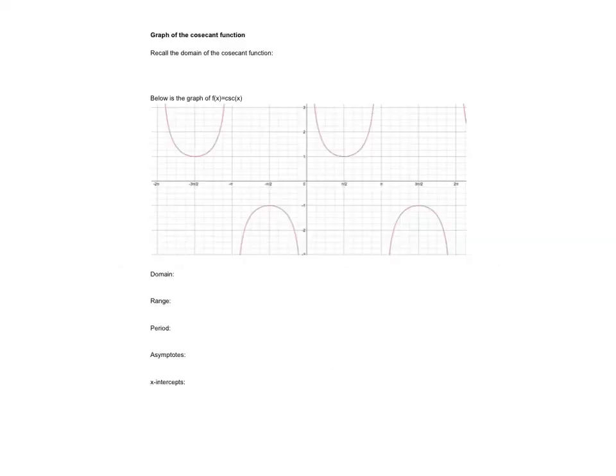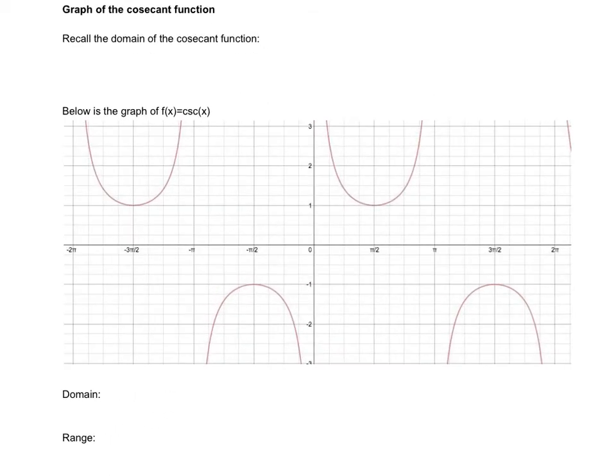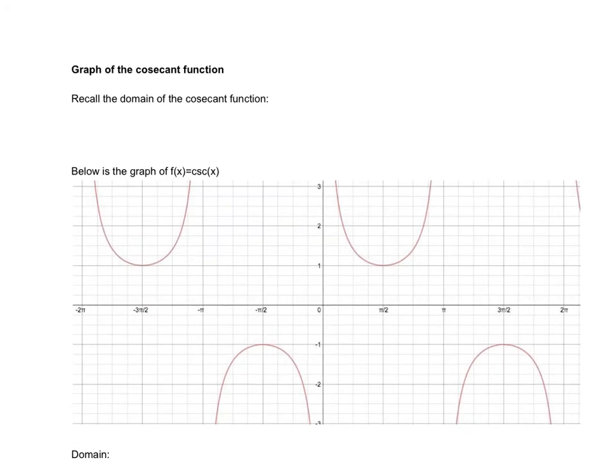Now let's move on to our reciprocals for sine and cosine. We're going to start with the cosecant function. And similar to when we were doing the tangent and cotangent functions, for cosecant functions, we also can't divide by 0.